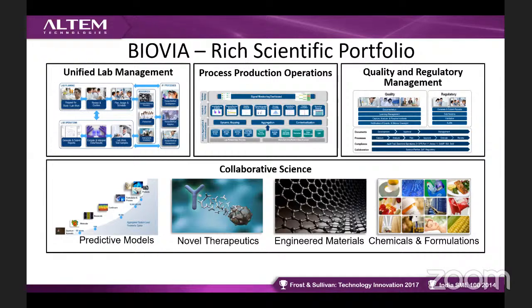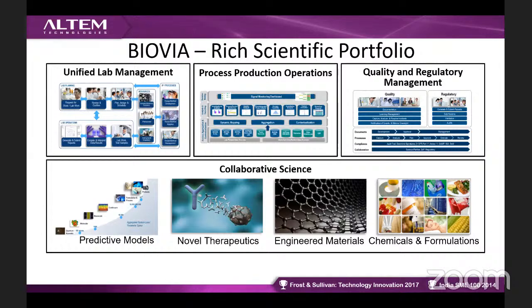Process and production operations are a primary part of this, and more into quality and regulatory management, where you can see quality starting from documentation, processing, and compliance and collaboration.